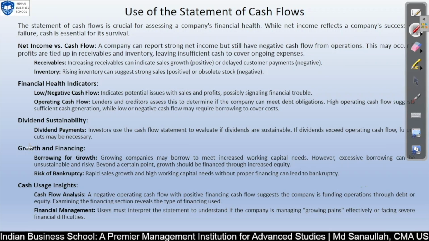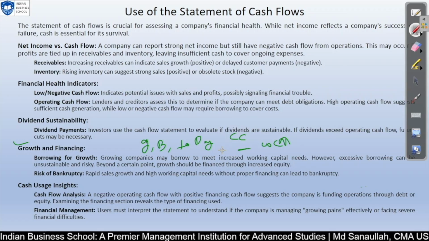So the next point is growth and financing. Borrowing for growth is kind of risky. What they are trying to say is, in a company that is growing, borrowing to pay current cash needs is understandable because of the increased working capital that growth brings. However, beyond a point, if you are borrowing more than a certain limit to pay your obligations, it is not sustainable, because there is a limit to how much a company can borrow. Further, the company may not be in a position to repay the debt.